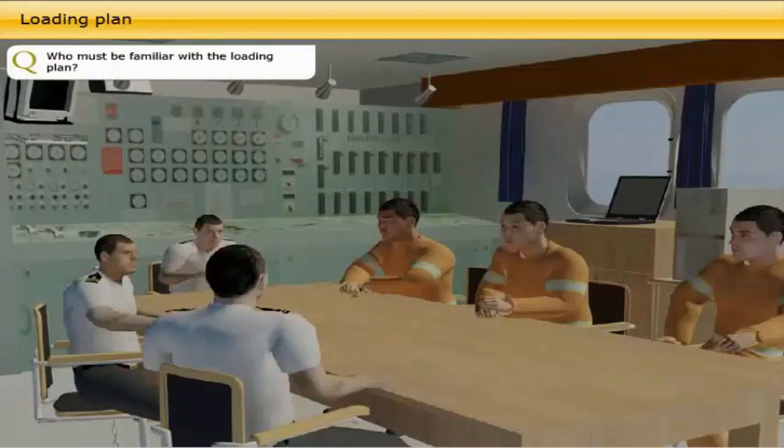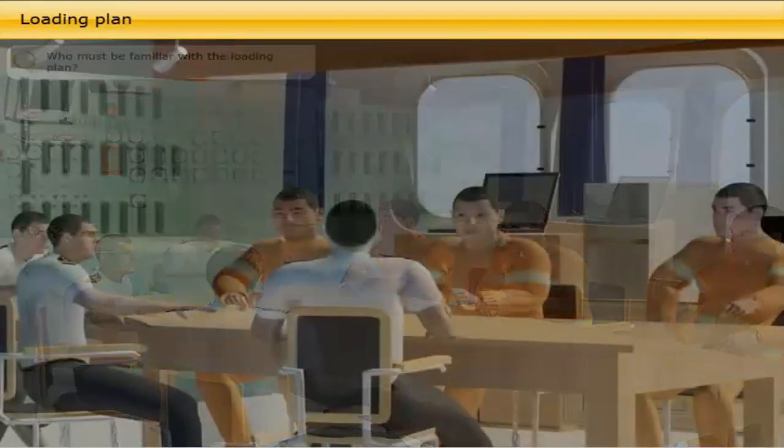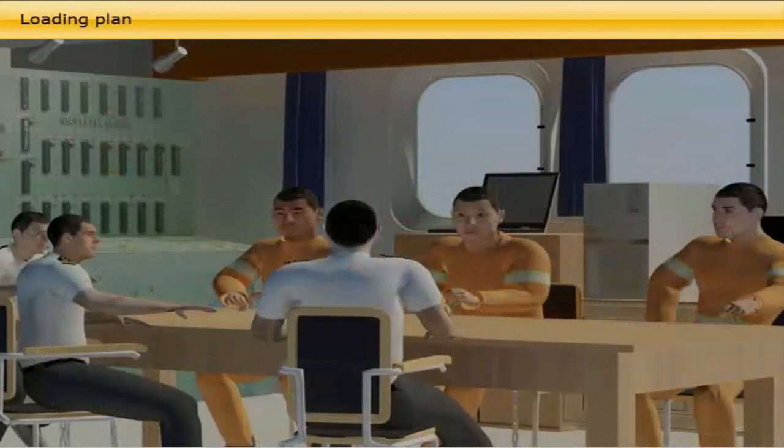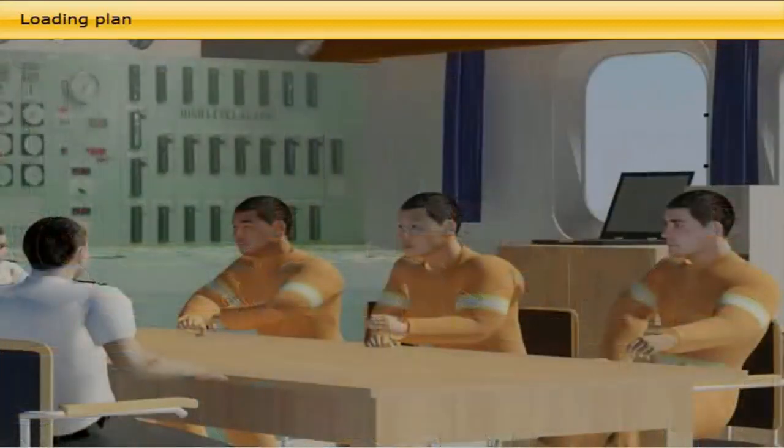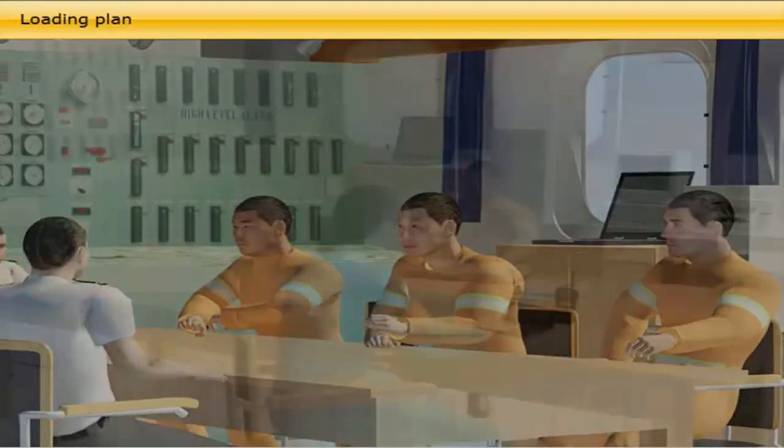Who must be familiar with the loading plan? The second and third officer are responsible duty deck officers during loading, and consequently need to be fully familiar with the vessel's cargo system. To assist them during the operation, they have the pumpman, who is a qualified technician and responsible for maintaining the cargo equipment. In addition, they have the boatswain, who is the leader of the deck crew.